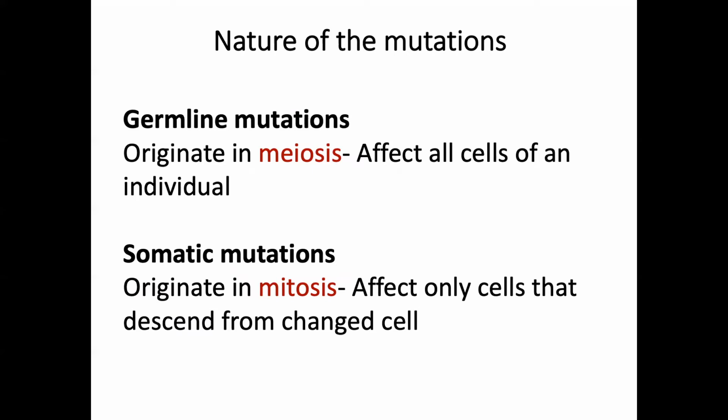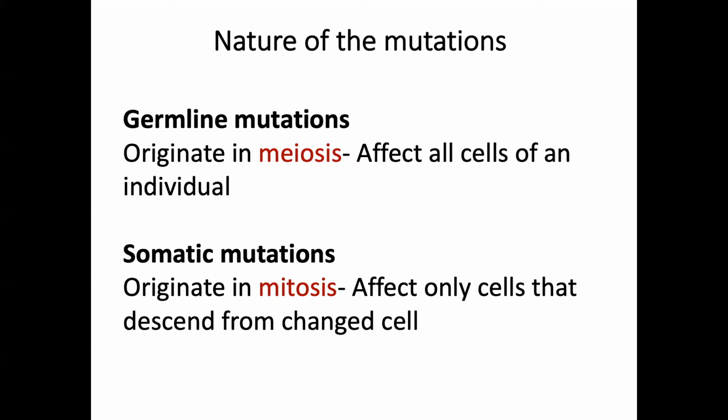In a germline mutation, the changes occur during the DNA replication before meiosis. So the resulting gamete, also the zygote, and all the cells that descended from it will have this mutation. Therefore, these mutations will affect all the cells of an individual, including germ cells. You can imagine that germline mutations are transmitted to the next generation of individuals.